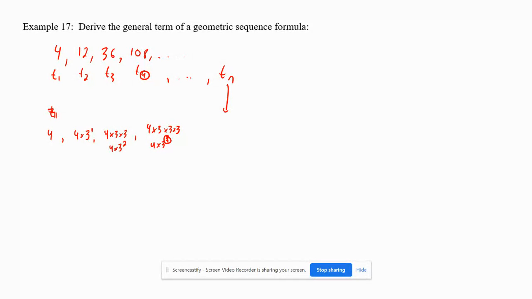So what's this guy going to be? Well, it's going to be 4 times 3 to the n minus 1, because the exponent is always 1 less than the term number. So this is how we do it. Our general term for a geometric sequence is T1 times r to the n minus 1. Often, guys, we see it written like this, T1 r in brackets to the n minus 1. So I'm taking the r to the exponent minus 1 times the first term, and that's how we get our Tn for this guy over here.